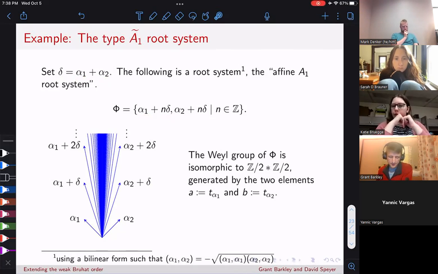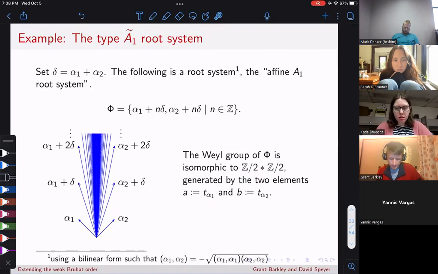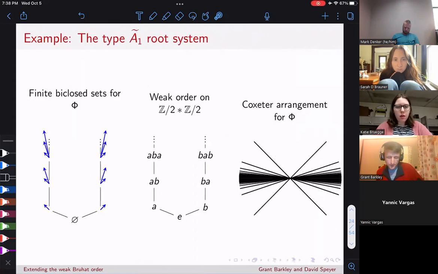Okay, so I've drawn the positive roots in the picture on the left. And as you can see, it's somewhat like the A2 root system, except it keeps going up and up and up. And the Weyl group of this thing is isomorphic to the free product of two Z mod 2s. Each Z mod 2 is generated by reflections over one of these two simple roots. Okay, so we'll be working with that for a little while.